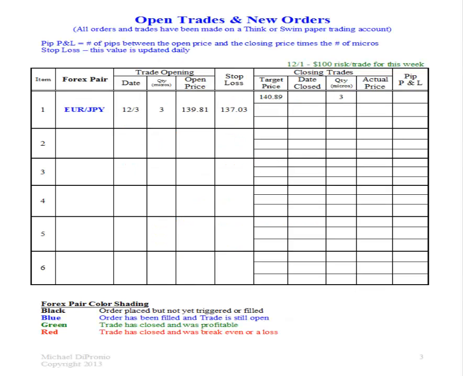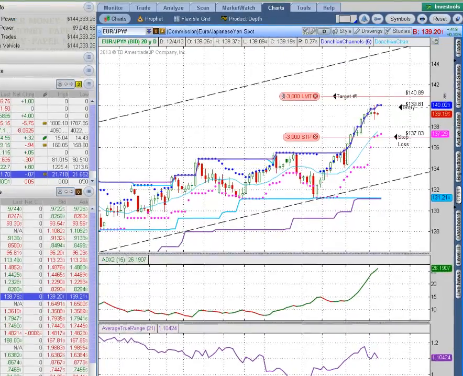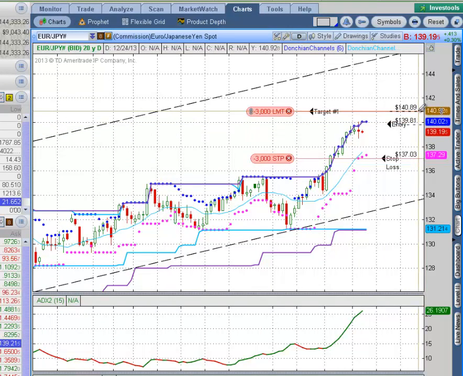For open trades, our order to buy 3 micros of the Euro Yen was hit, and we're now long 3 micros at 139.81. The stop loss is at 137.03. There were no new orders placed today. Our open trade is on the Euro Yen. Here's the price chart. As you can see, we entered at 139.81. Target number 1 is 140.89. And our stop loss is at 137.03.